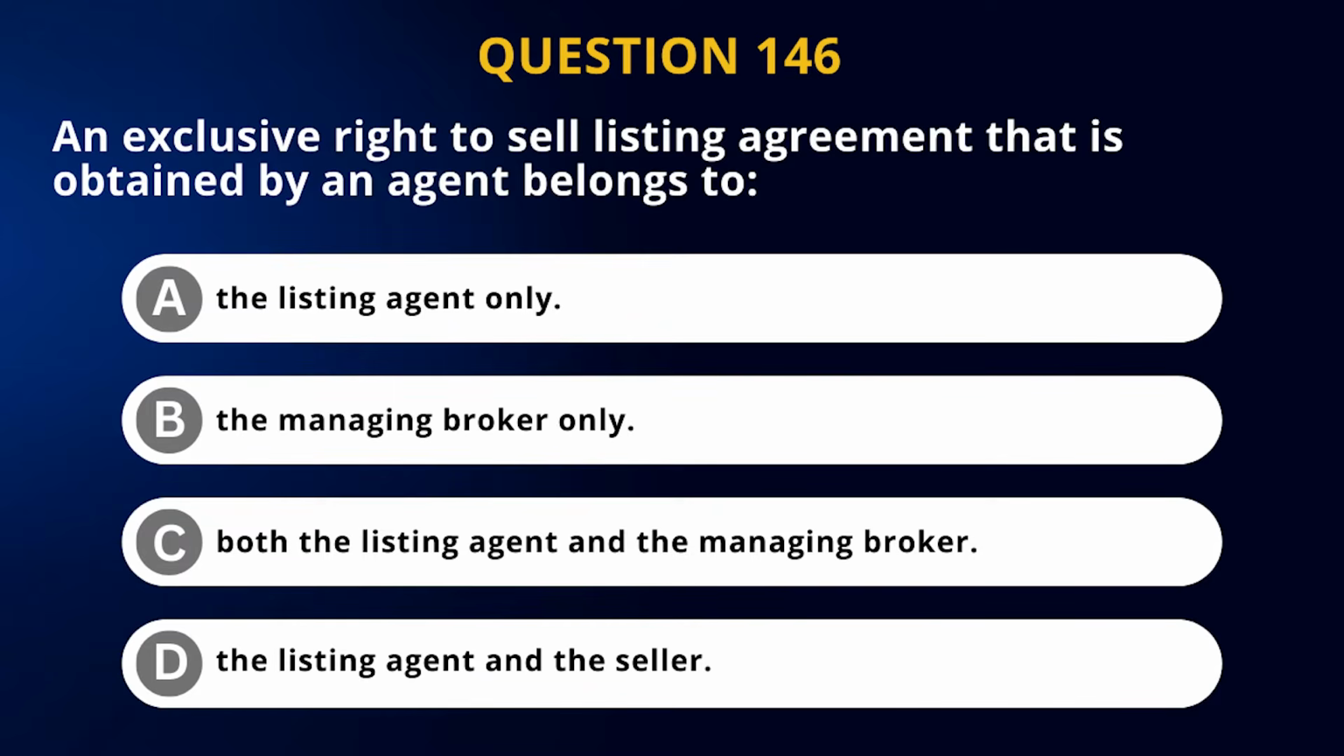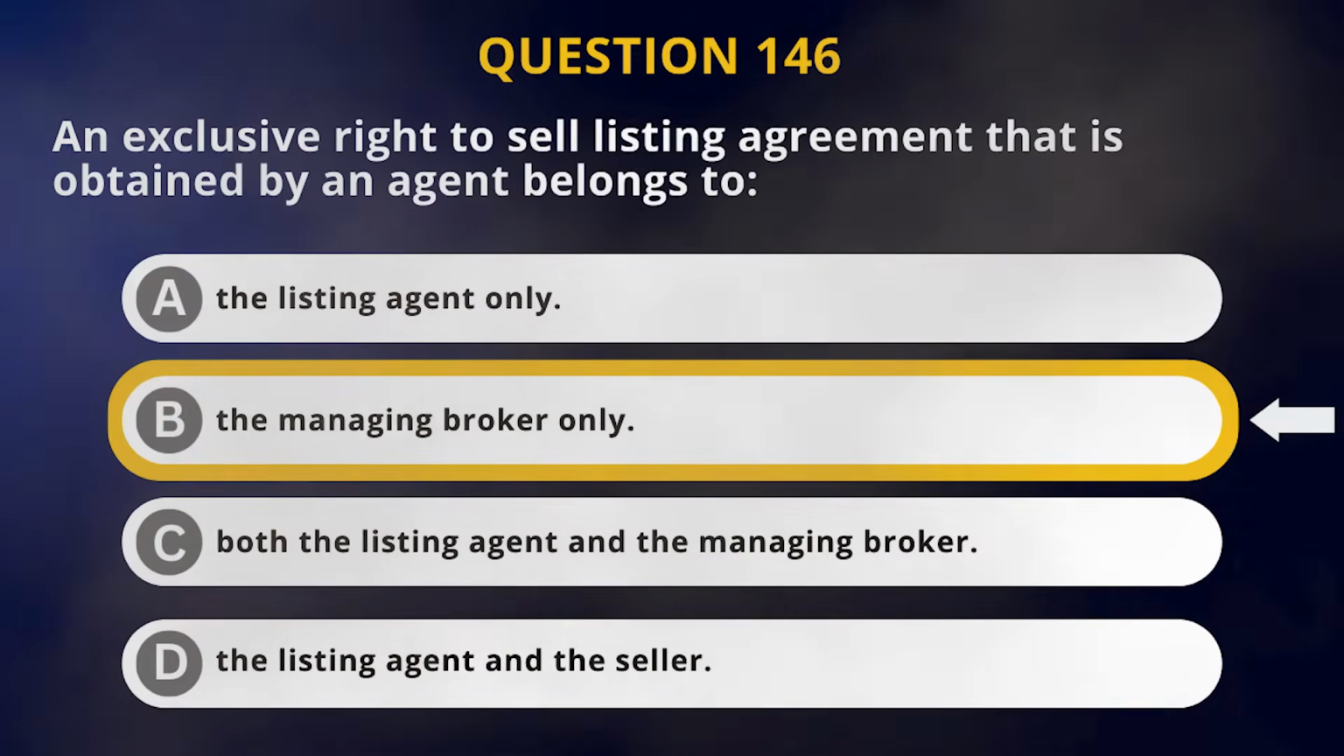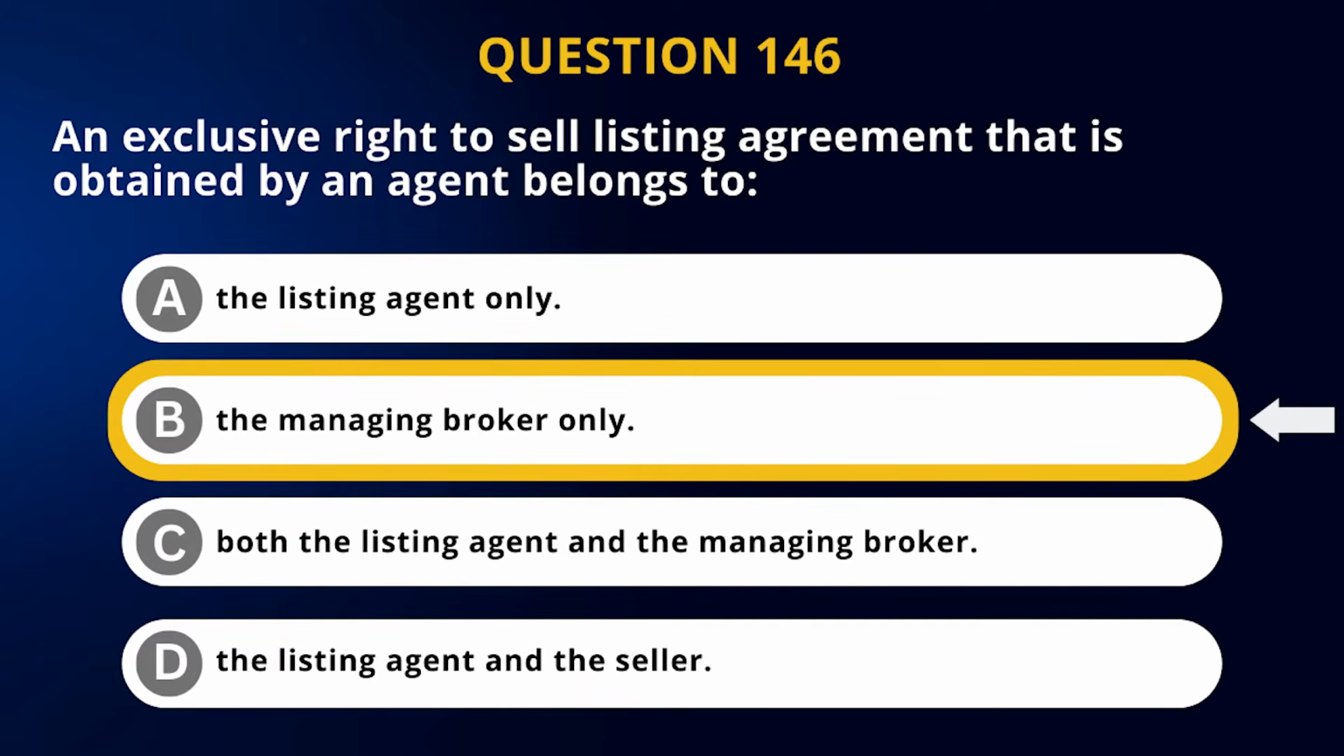and the answer is letter B, the managing broker only. So all listings are owned by, or obtained by, or belong to the managing broker of the firm. The managing broker has the listings. So the firm has the listings, and any exclusive agreements or arrangements, when they're done by an agent, still belong to the firm. So it's all about the firm, not about the listing agent.